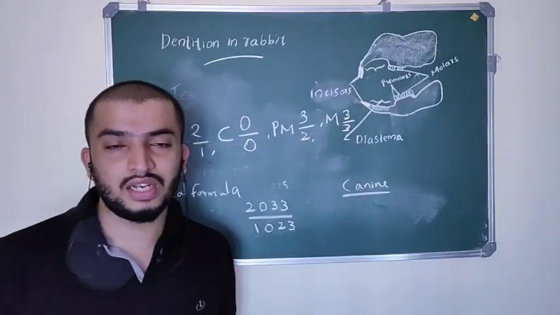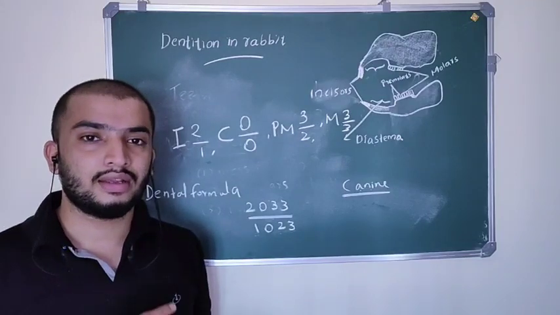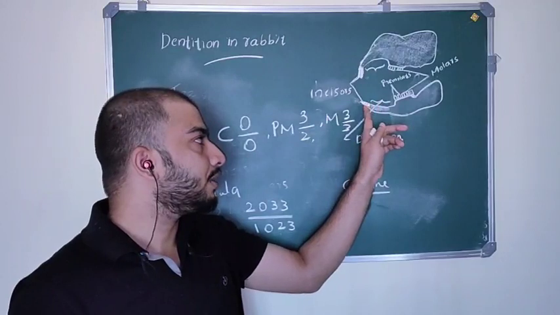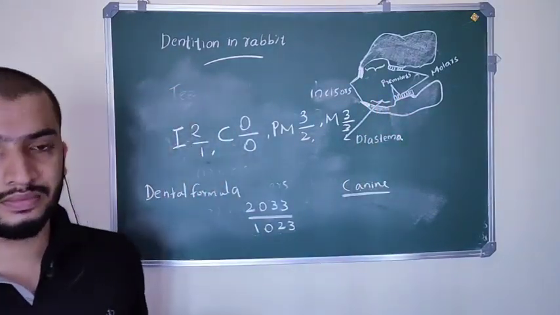So the dentition is diphyodont and heterodont, and canine teeth are absent, and in between there is a gap between incisors and premolars. That gap is called diastema.